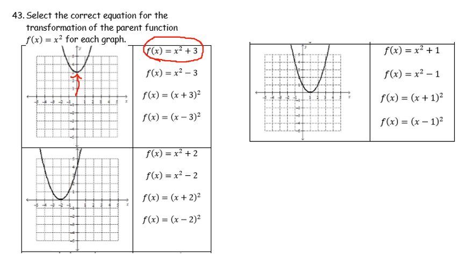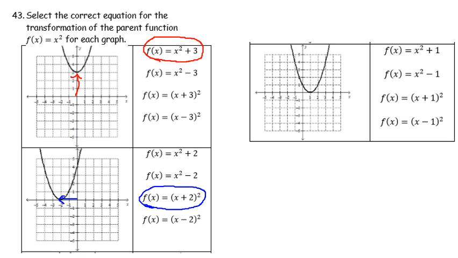Okay, looking at the next one, it's going to the left 2. Now this one we do need parentheses, but whenever you've got the parentheses, it's the opposite of what you think. So because it went to the left 2, you would normally think minus 2. But remember I said it's the opposite, so this one's going to be plus 2.